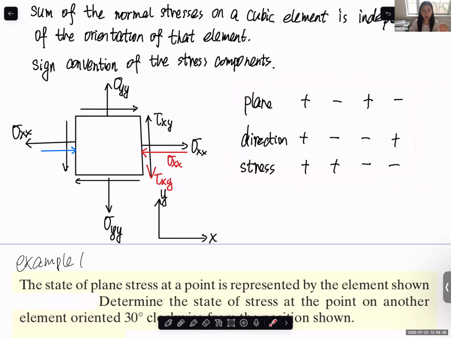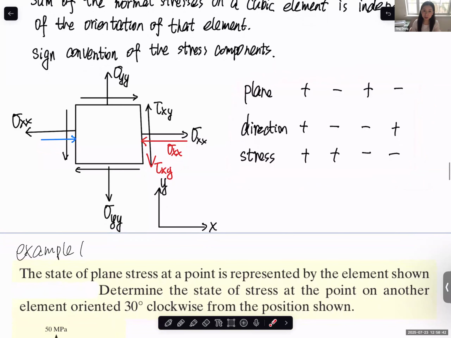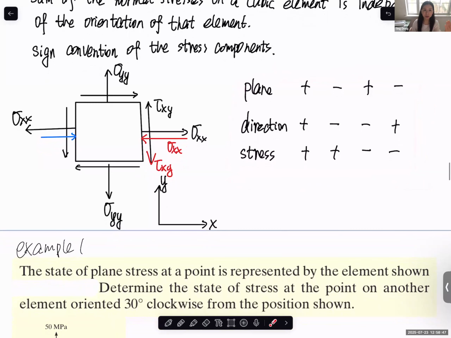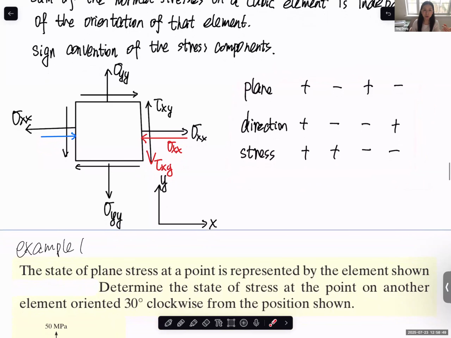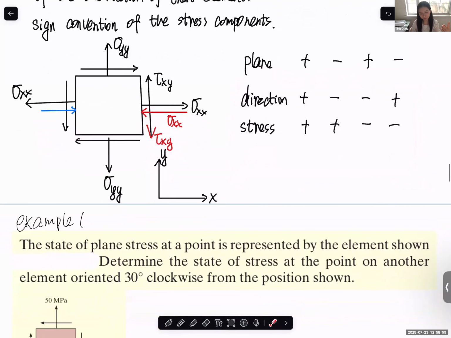So just be careful, when you see a number on a square element for a plane stress situation, when you see the arrow in some direction, you need to know what is the actual value you need to plug into the equation. Sometimes positive, sometimes negative. You need to decide based on sign convention.